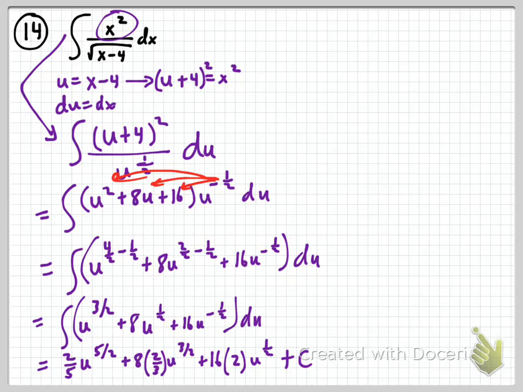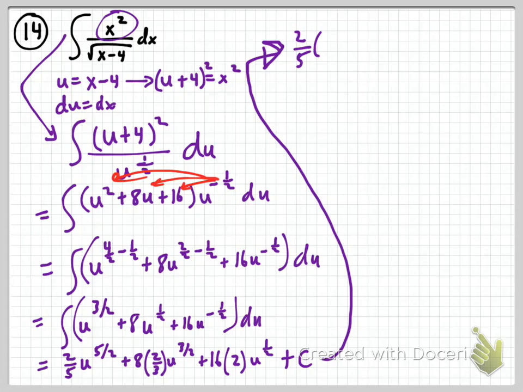Okay, so what if we brought this all the way back up here? Let's simplify things a little bit and substitute our x minus 4 back in for u. So we have 2/5 times u, which is x minus 4, and that gets raised to the 5 halves power. Okay, and then we have a plus 16/3.